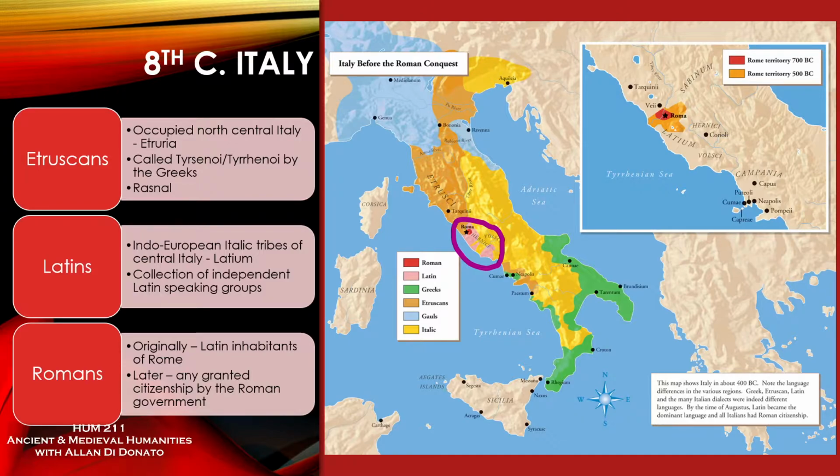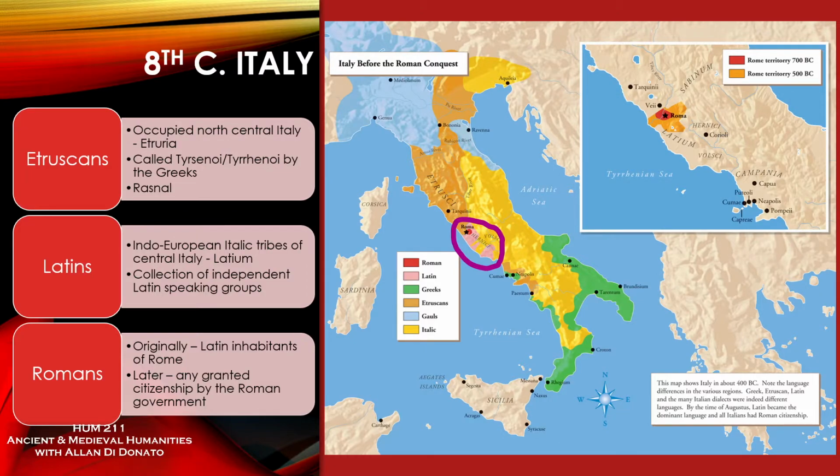Now, that term Roman can be used in a broader sense a little bit later on, because as Rome grows into an empire and eventually extends citizenship to people throughout the empire, you can start to use that term for anybody that has been Romanized, adopted the Roman culture, or been given Roman citizenship. But in this early period, we're really talking about just that one little city-state.